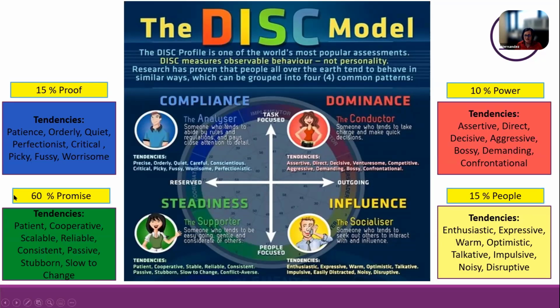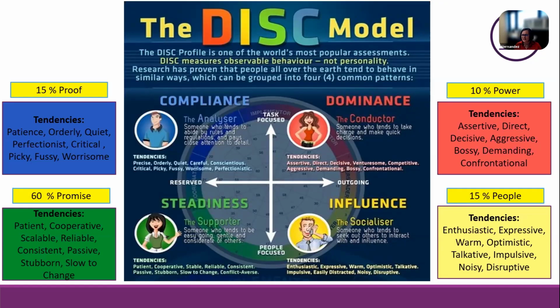Their tendencies are to be patient, cooperative, reliable, consistent, passive, a little bit stubborn, slow to change. They might have a harder time with paperwork or understanding documents or just understanding the process. They might get kind of rattled easily. That's an S, okay? And we need S's too. I've got a couple of people on my team that are S's and they're fantastic. They're some of the best team members that I've got.